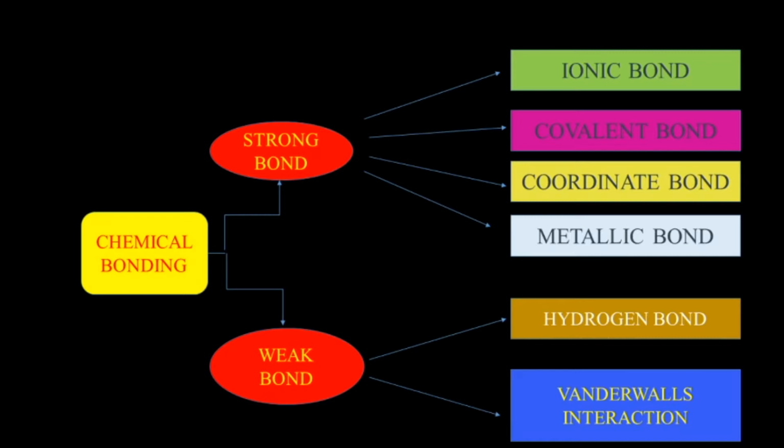What are they? Strong bond and weak bond. Again, strong bond should be classified into four types. What are they? Ionic bond, covalent bond, coordinate bond and metallic bond. In the same way, weak bond should be classified into two types: hydrogen bond and van der Waals interaction.